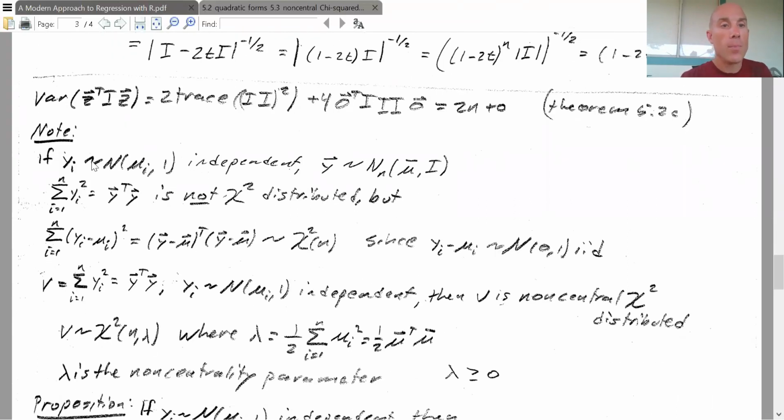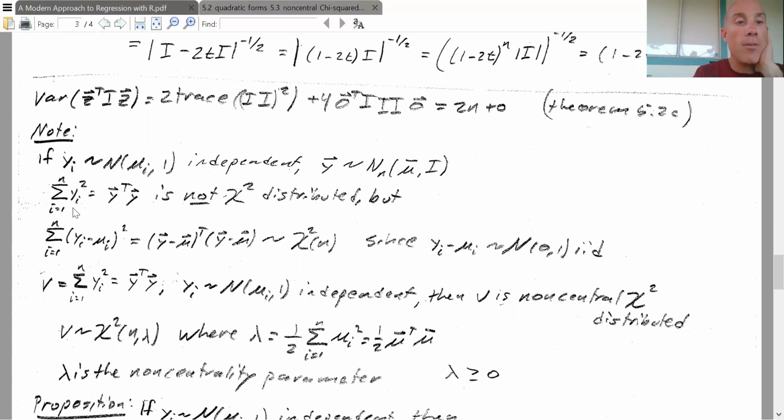All right, note, if y is normally distributed and each y has a different mean, they're independent. So we'll go ahead and say that the vector y is normally distributed with the vector mu and covariance I, so they're independent. Remember, for multivariate normal, covariance of 0 and independent are the same thing, special situation.